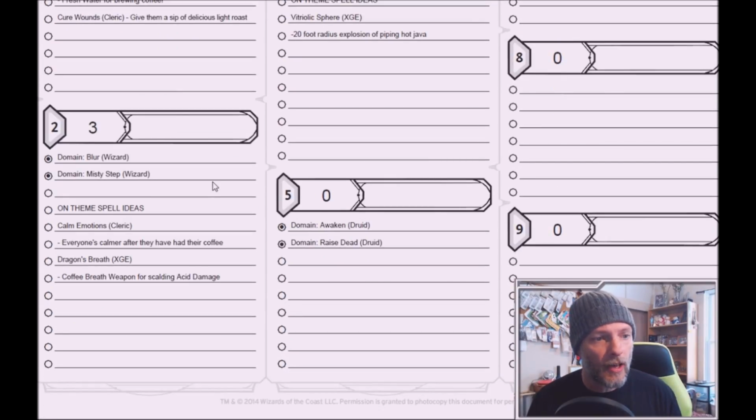2nd level spells, again, we have Blur and Misty Step as far as always being prepared for us, but here's some more on theme ideas. We could do Calm Emotions. That is a cleric spell of 2nd level. Everyone's calmer after a cup of coffee.